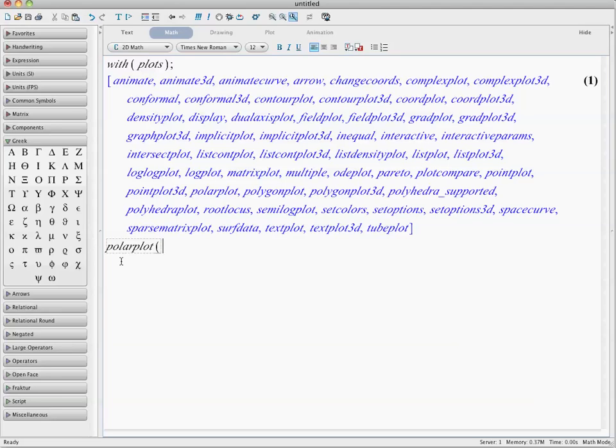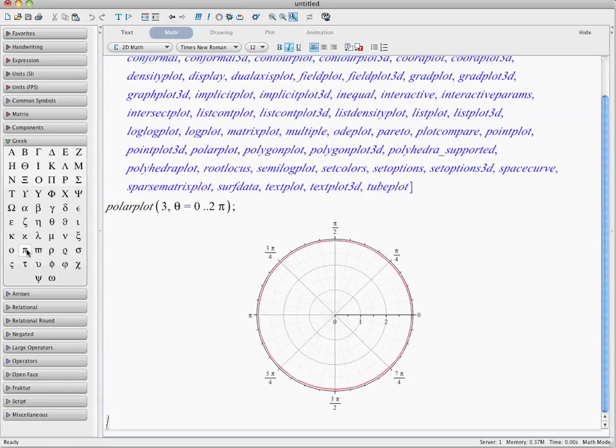And then r is 3, and theta equals 0 to 2 pi. And there's my circle. You can see the red out here. That's the circle. I'm going to make it a little bit thicker, just to make sure we can see it okay. There, good and thick. You can see here, there's 1, 2, and 3, so the radius is 3, and it's going all around in circles.